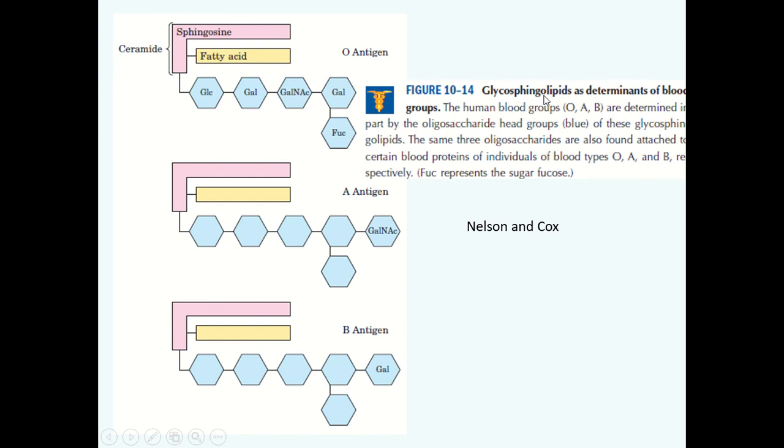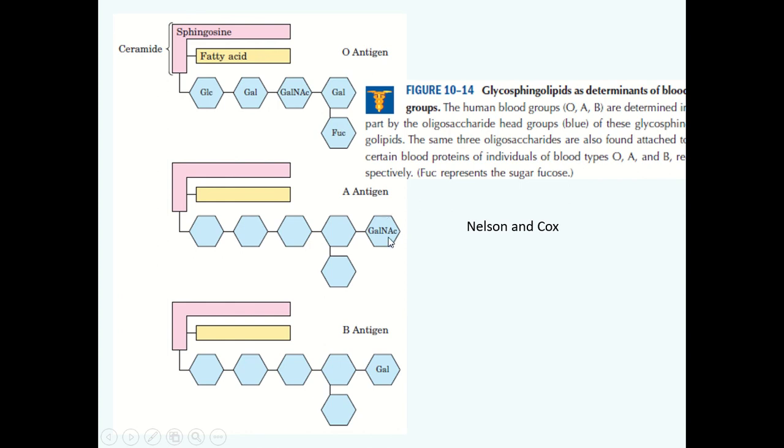Here is another important example of glycosphingolipids which determine the blood groups. The ABO blood group antigens are glycosphingolipids. Here you can see this part is the sphingosine to which a fatty acid is attached, and then this oligosaccharide is attached to sphingosine. This typical arrangement of oligosaccharide is present in the case of O antigen. This is sometimes called the base oligosaccharide.